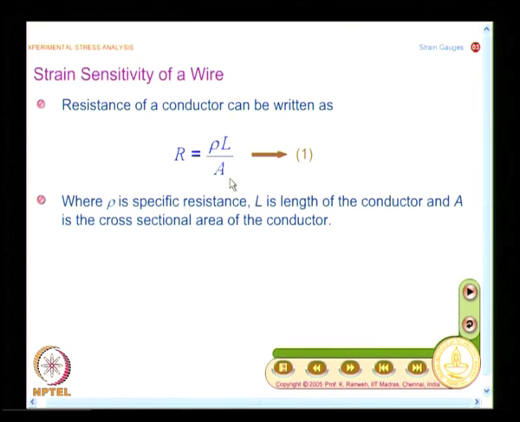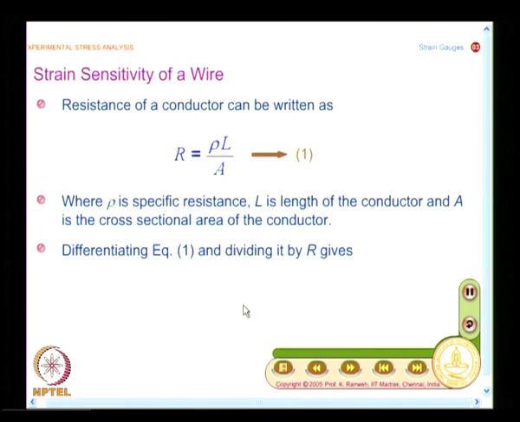And what we want to do is, we want to evaluate the strain sensitivity of a wire. So, we will differentiate this and find out what is dR by R, and it is very simple to write. I have dR by R is given as d rho by rho plus dL by L minus dA by A.